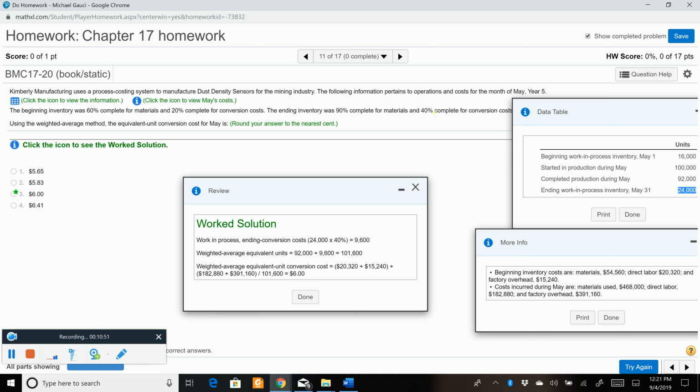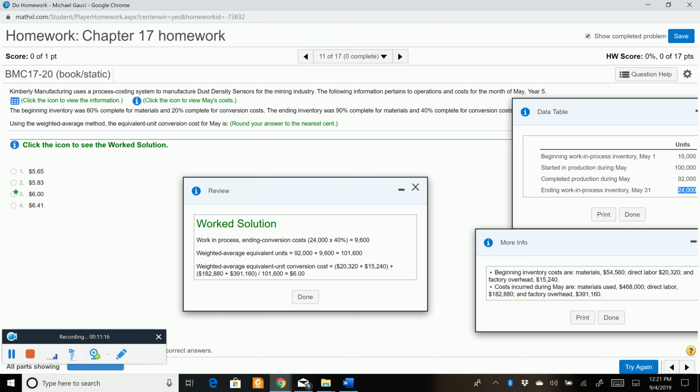Remember, we're trying to figure out the conversion cost equivalent unit. So we'll take the 24,000, multiply it by the percent complete. So the equivalent units in the ending WIP is 9,600, and we will add that to the 92,000 units that were completed during May. That gives us our equivalent units of 101,600 using weighted average.